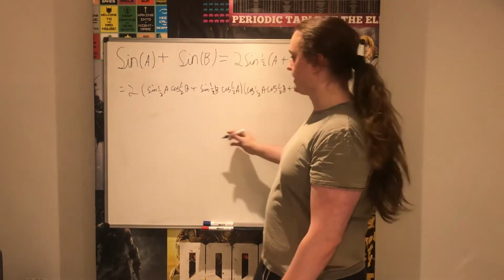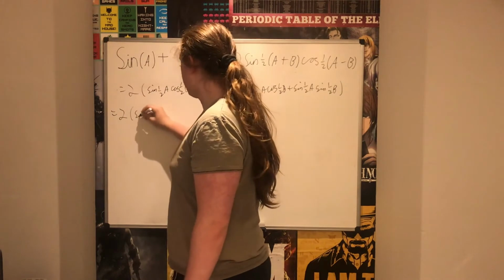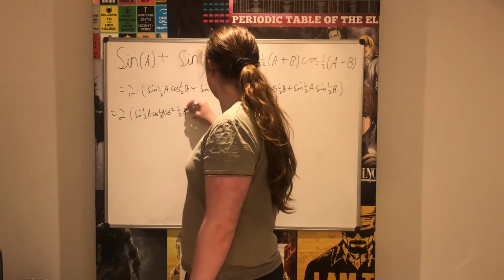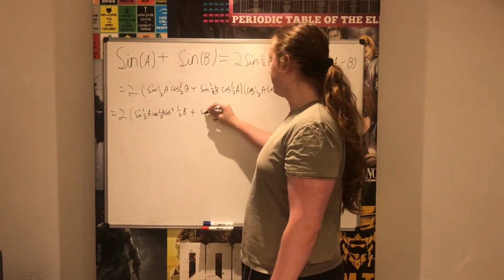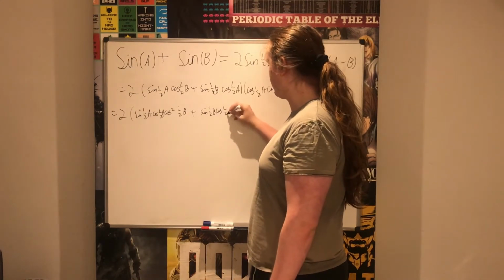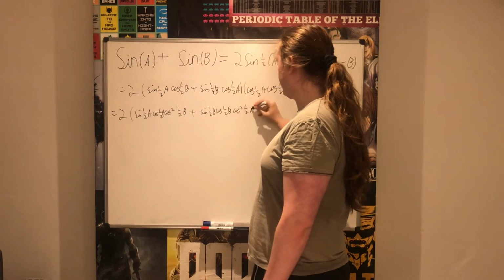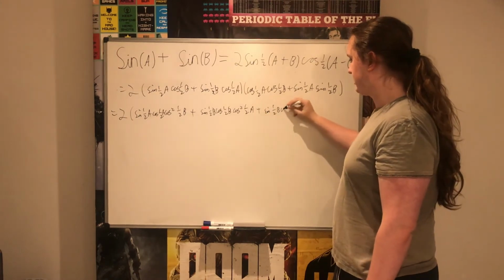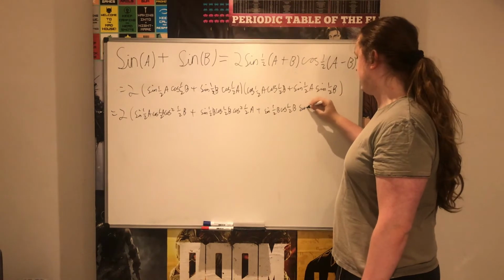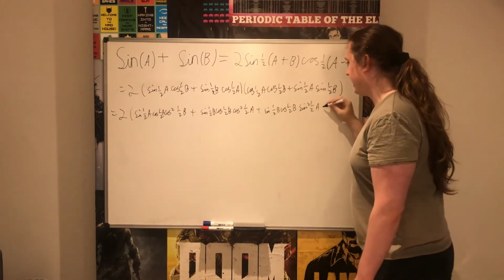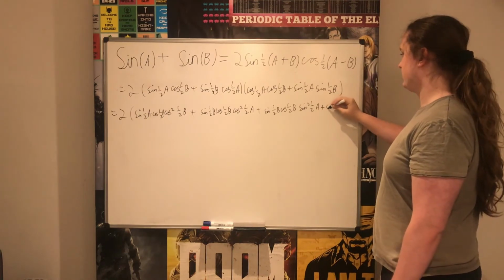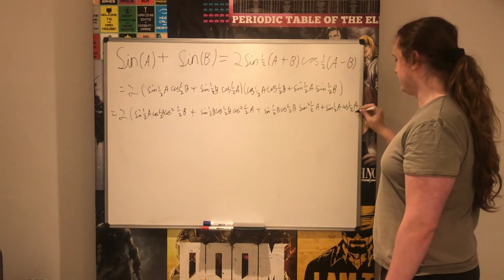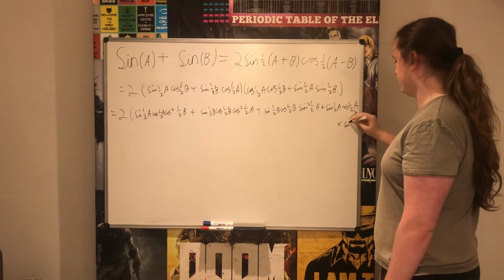Now if we expand these two brackets, we get 2 times sine of a half a cos of a half a cos squared a half b, plus sine of a half b cos of a half b cos squared a half a, and then we add sine of a half b cos of a half b sine squared a half a, and then our final term is sine of a half a cos of a half a, multiplied by sine squared a half b.